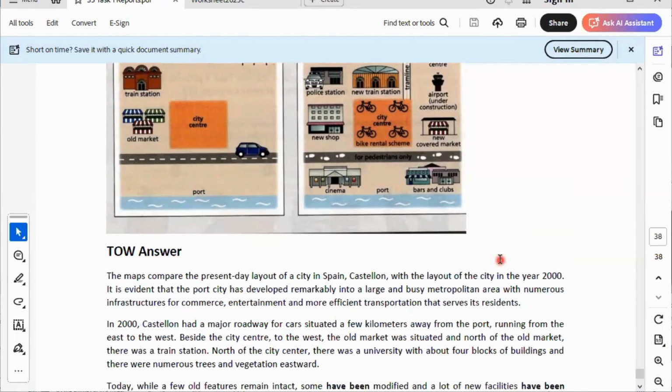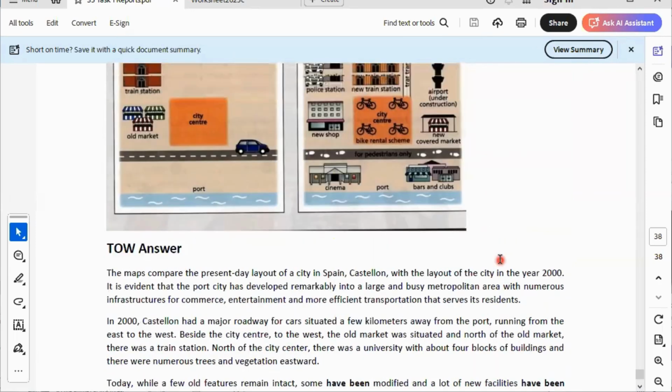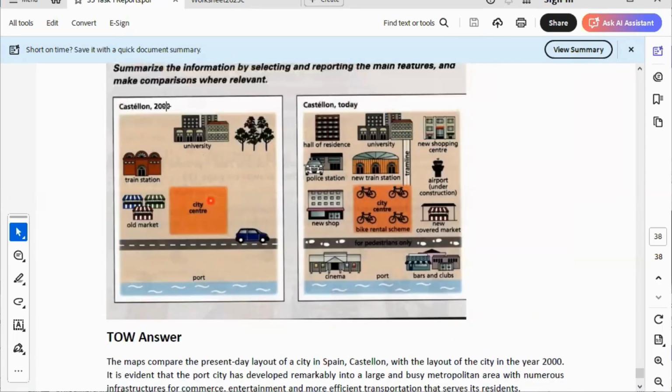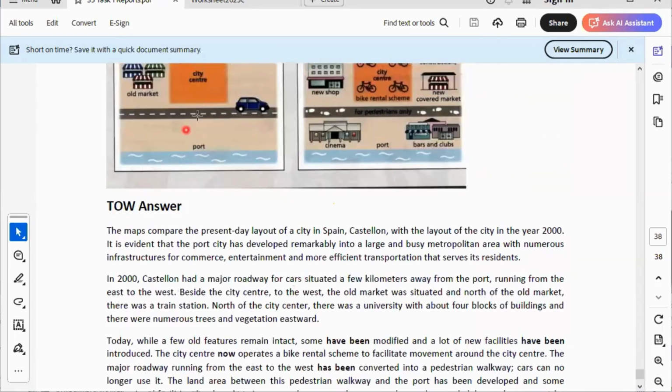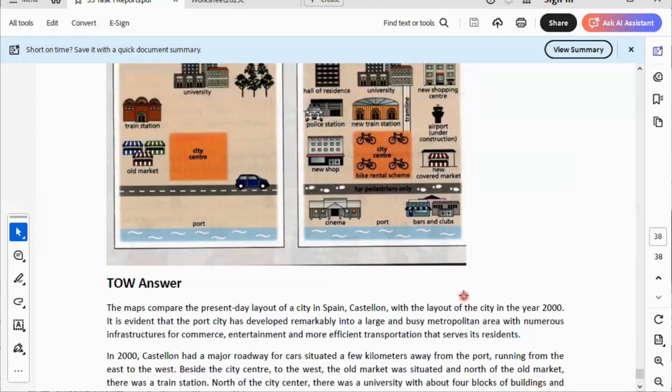And then after that, you now move to the body. In the next paragraph, you now describe the first map. In this case, our first map is Castellon in the year 2000. And that's what the writer does here. In 2000, Castellon had a major roadway for cars. Can you see? This is the road, situated a few kilometers away from the port, running from the east to the west. Beside the city center to the west, the old market was situated. I want you to notice that.